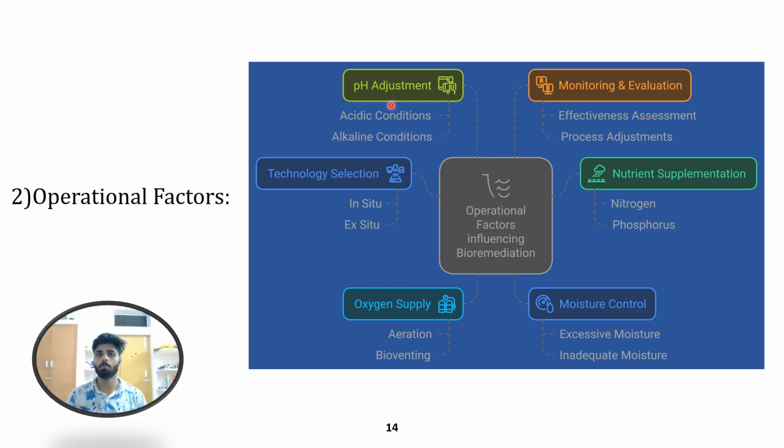Similarly, we would have to adjust the pH according to the microorganism we are using, whether it requires acidic or alkaline conditions. We would have to regularly monitor and evaluate the growth and survival of these microorganisms. Nutrient supplements. Nutrients have to be supplied regularly in order to ensure efficient growth of these microorganisms. We have to control the moisture and oxygen supply. The aeration must be properly done in order for these organisms to grow and survive. So all these factors have to be monitored and evaluated regularly, or controlled, in order to increase the success rate of a bioremediation process.